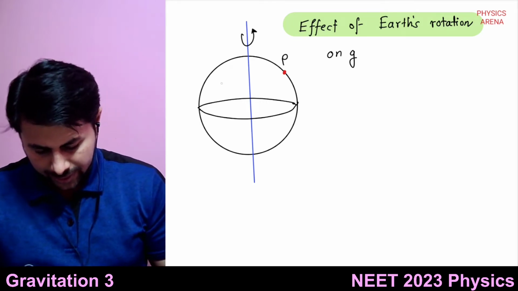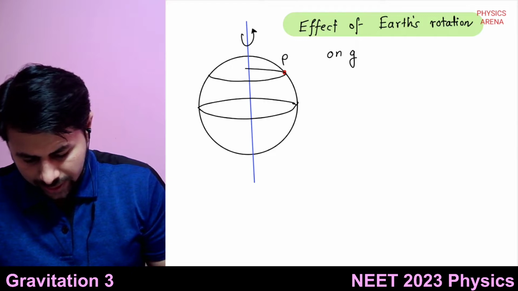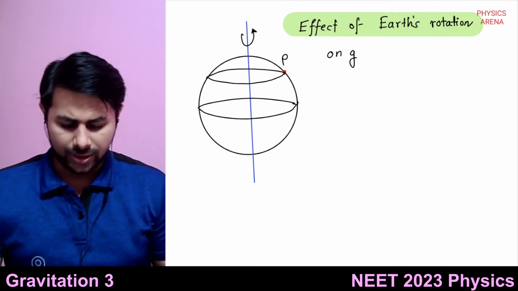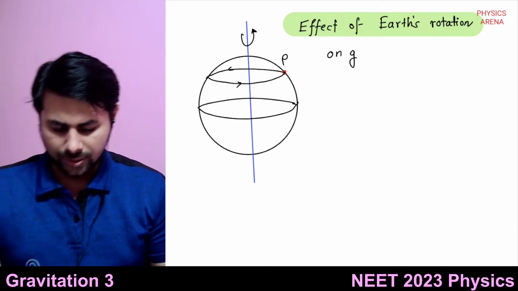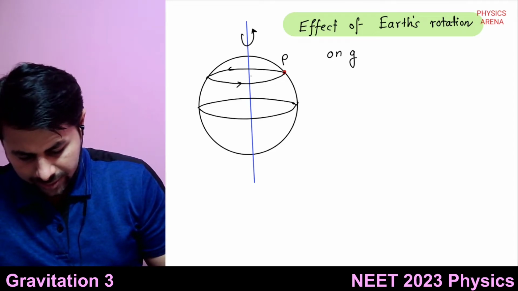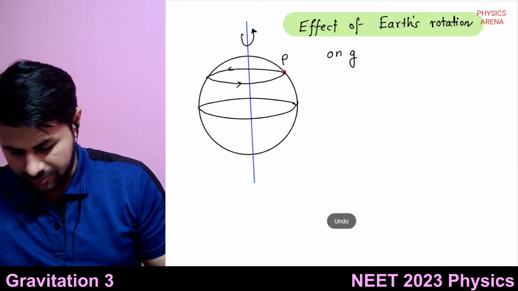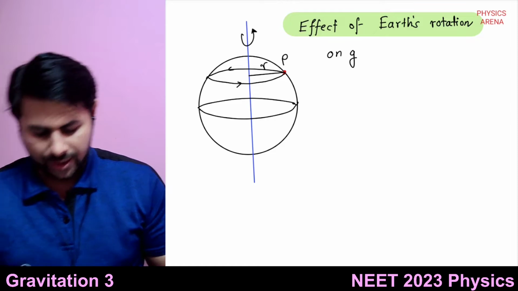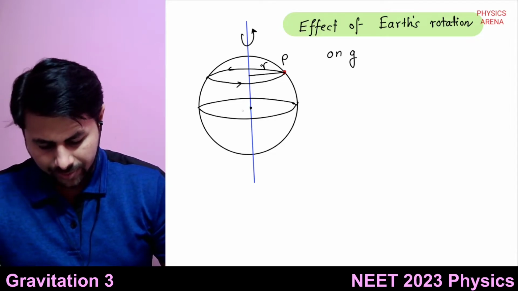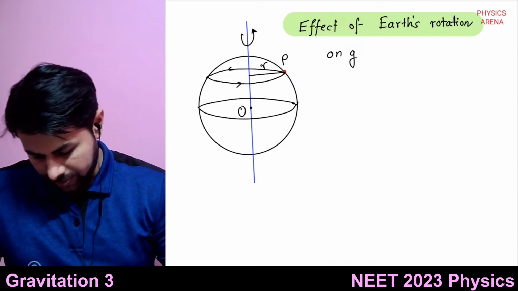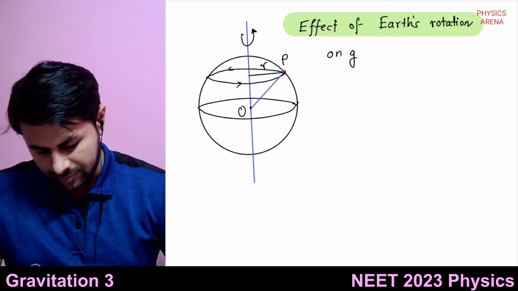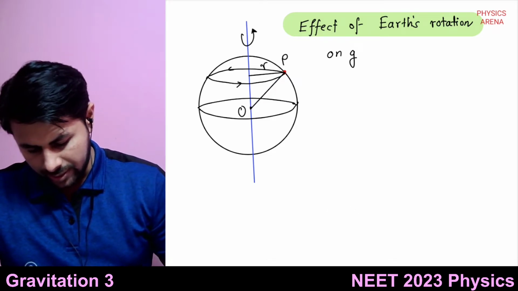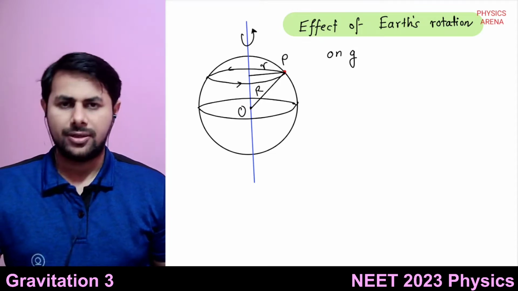This particle will revolve in a circle like this, performing circular motion in this circle. Let's suppose the radius of this circle is small r. This is the center of Earth, let's call it O. This much distance is capital R, the radius of the Earth.